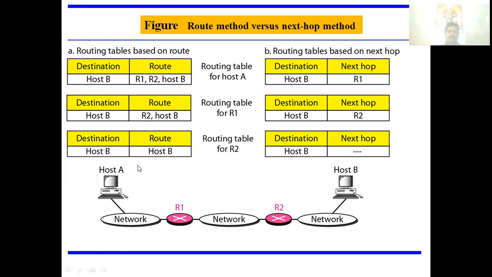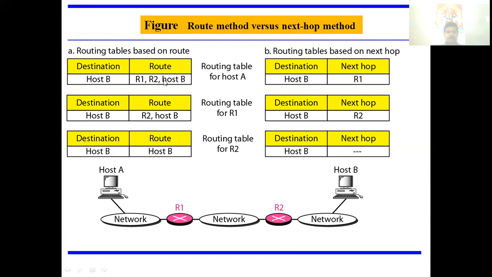So you have a host A which is connected to network 1, and a host B which is connected to network 2, and this is network 3. A router is connecting host A with network 3, and host B is connected through a router R2. If the routing table is based on a route, then the destination is host B. Then how does it have to go? It has to go through R1, R2, and reach host B.